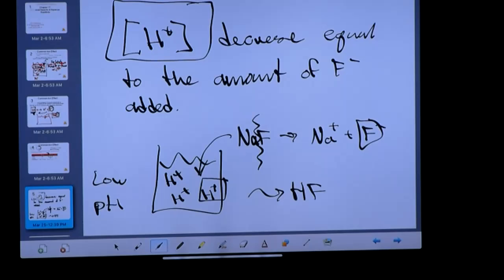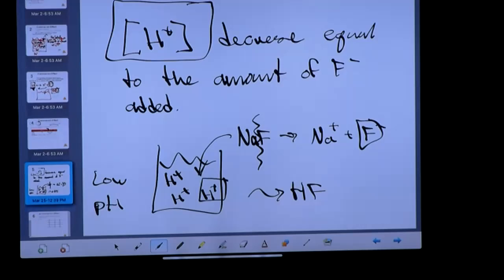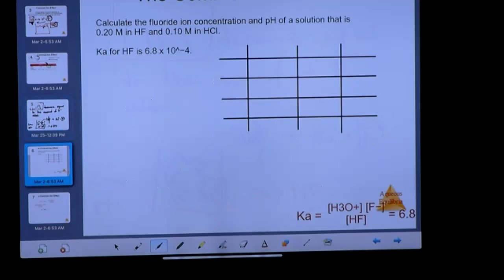So we don't even add an acid, but we can neutralize this solution just by adding a salt with a common ion. Okay, it didn't even have to necessarily be a common ion here. It just needed to be something that could form a weak acid. All right, let's look at this problem real fast. Let me even read it here.